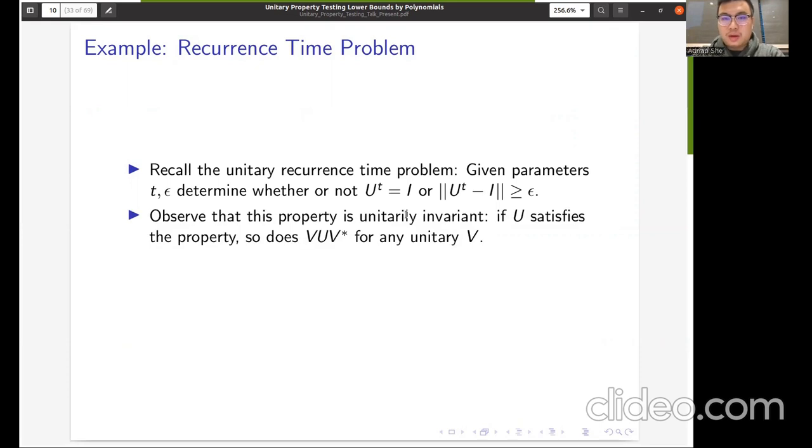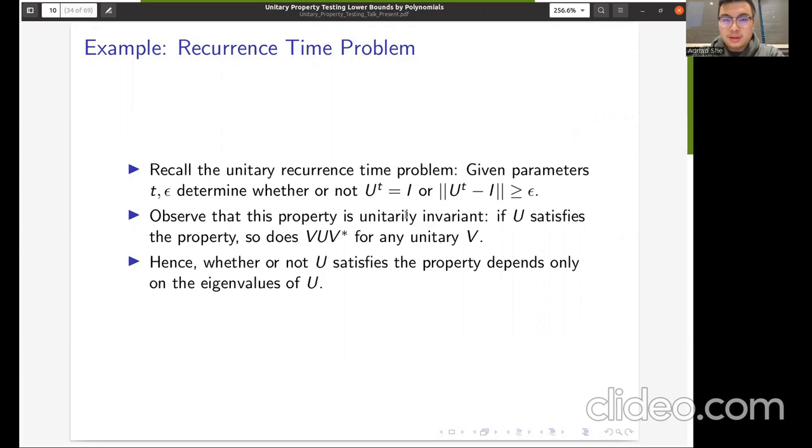So we observe that this property is actually a unitarily invariant property. That is, if a unitary U satisfies the yes condition or the no condition of the problem, so does V U V conjugate for any unitary V. In particular, this shows that whether or not U satisfies the property depends only on the eigenvalues of U.